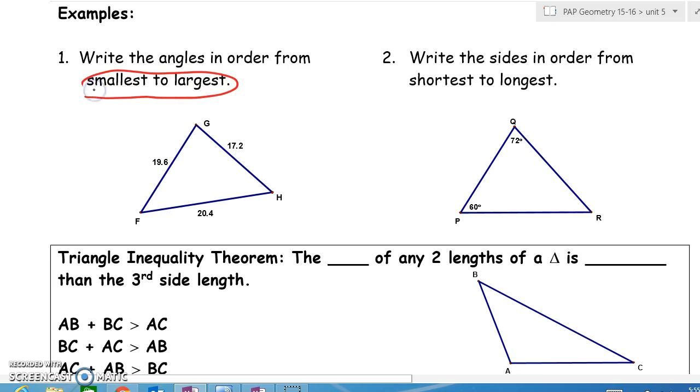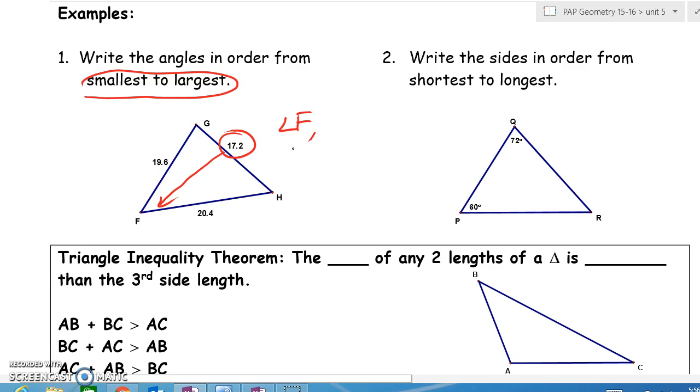Now, the only thing you really need to pay attention to is this right here. They have asked you to list it from smallest to largest. In the previous two examples, I said put the biggest first. But here it's saying smallest to largest. So, let's find the smallest side. I think you'll agree that that right there, 17.2, is the smallest side. Well, that means the smallest angle is opposite. So angle F is the smallest.